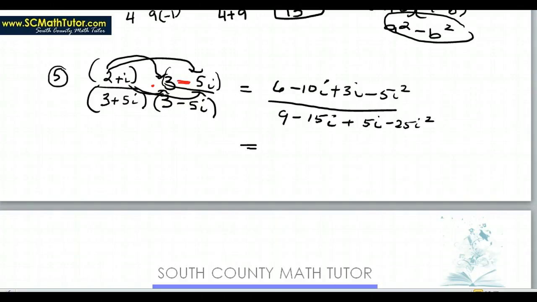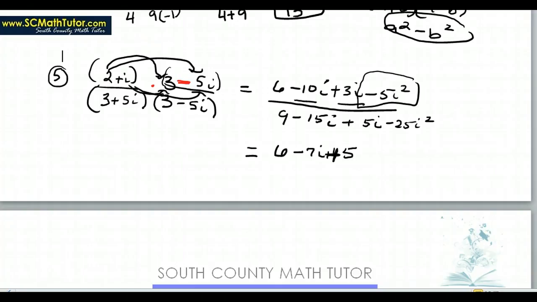Okay, simplify. On the top, notice the i's go together. Combine like terms. So this is 6, negative 10i plus 3i is negative 7i, and negative 5i squared. Well, i squared is negative 1, so this is negative 5 times negative 1, which is positive 5. I skipped a step right there, because I substituted negative 1 for i squared.